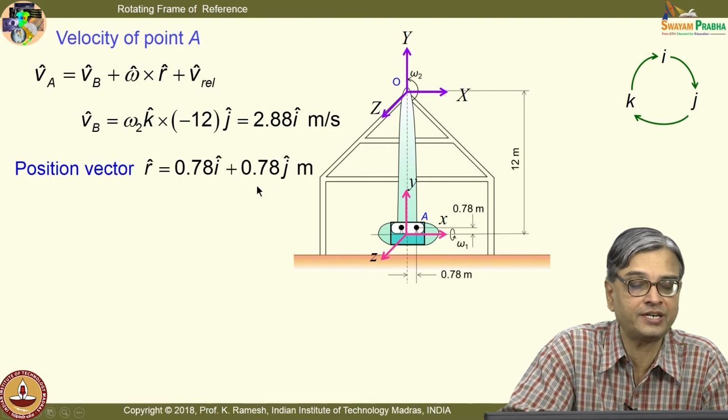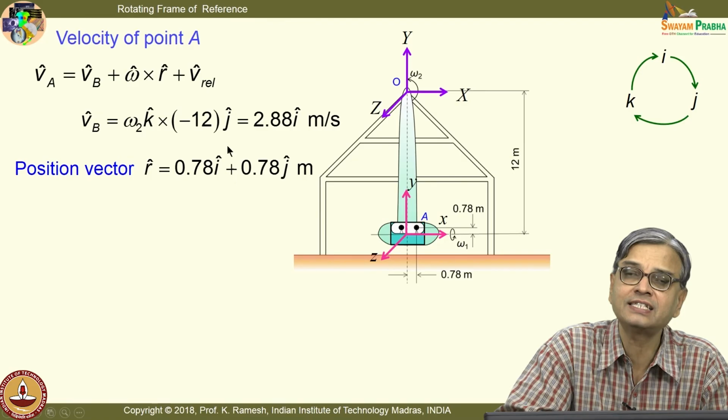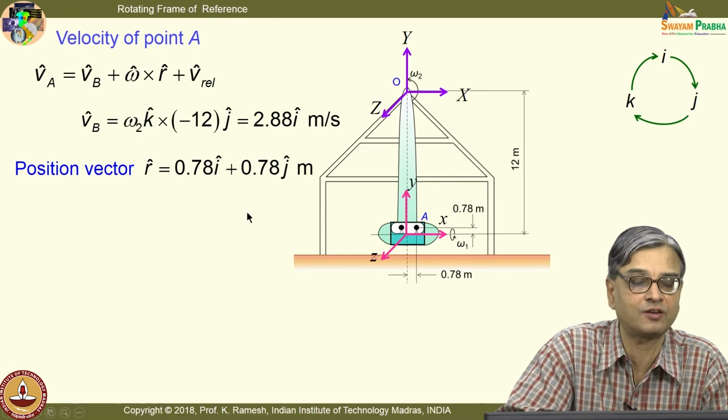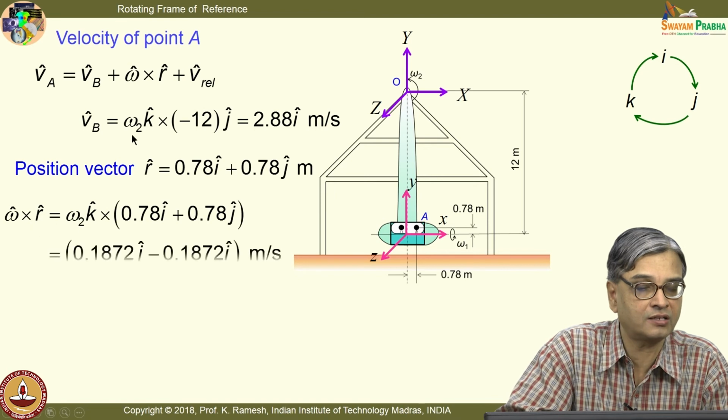And then I have the position vector, which is from the rotating frame of reference. I have the x and y directions. So, that is easy to get. And this is again rotating. So, finding out V rel is again simple for you. I have to use omega 1 for this. So, I get omega cross r in this expression as omega 2 k, and it turns out to be like this.